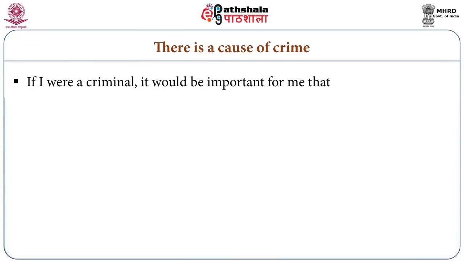There is a cause of crime. Now, criminal justice cannot grant us access to the criminal mind. However, what it can do is tell us the conditions, the objective or circumstantial conditions that allow a criminal to actively engage in some sort of criminality. Now, how do we determine what those objective factors are? Well, if I were a criminal, it would be important for me, above all, that my crime is not detected.